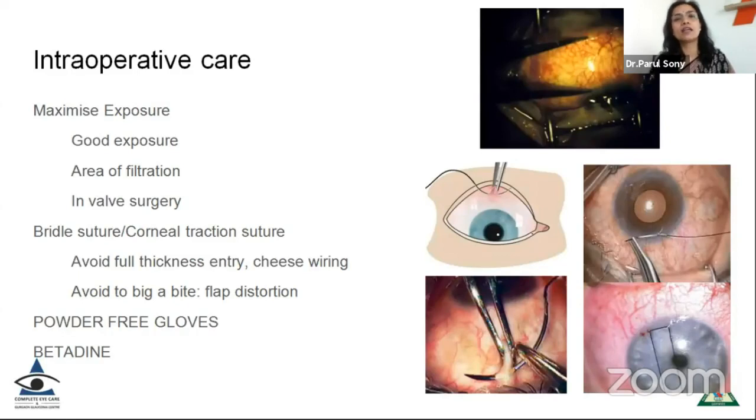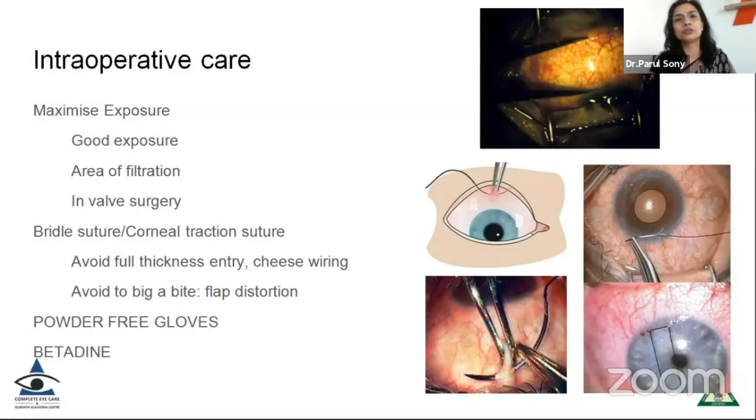Once we have taken the preoperative care and we take the patient into the operation theater, it is very important to have the maximum possible exposure. Almost 8 to 10 millimeters of exposure is what we aim for, so that we have a good area, especially if you are going in for a valve surgery. You can use either a bridle suture or a corneal traction suture, whichever you are comfortable with.